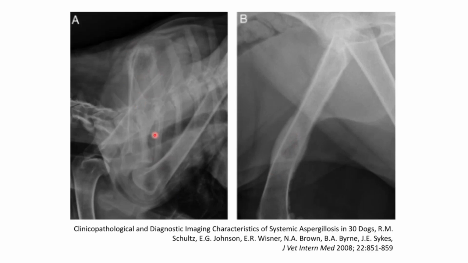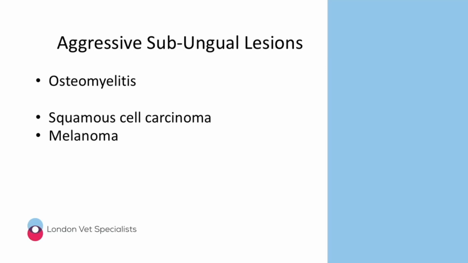So, what I want you guys to take away from this is that systemic aspergillosis in German Shepherd dogs does exist. It's very uncommon. You do sometimes see it in the UK, so it should be on your radar if you have a German Shepherd dog that you take some radiographs of and it has polyostotic aggressive bone disease. It could potentially be systemic aspergillosis.